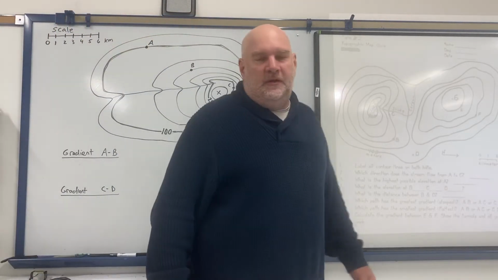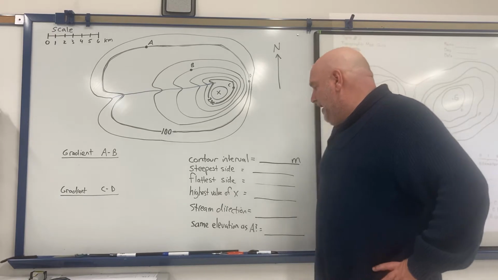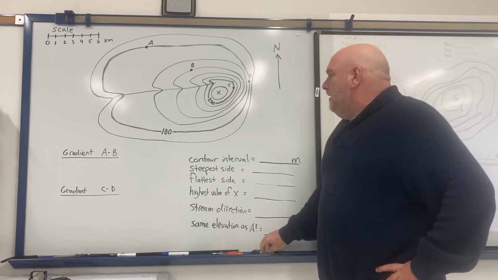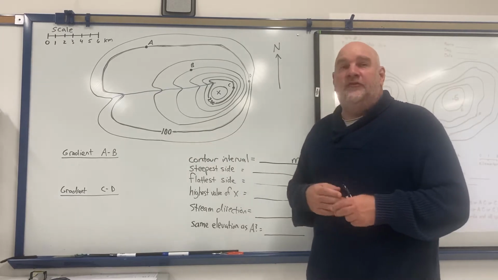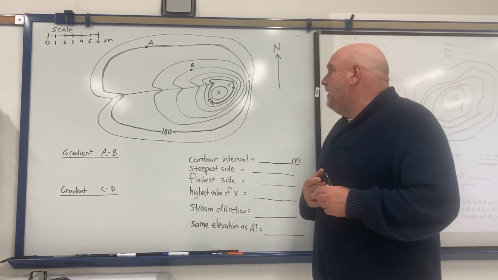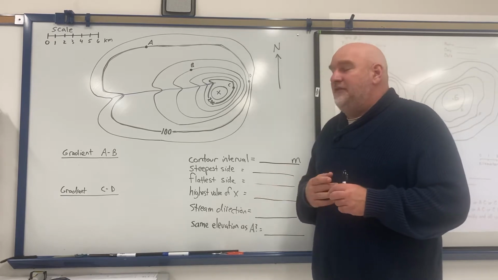All right, so what we're looking at right now is how to read a contour map. Now, on contour maps, frequently they'll tell you what the contour interval is. That's how much the lines are going by. But sometimes they won't, and you're expected to be able to figure it out by looking at the map.